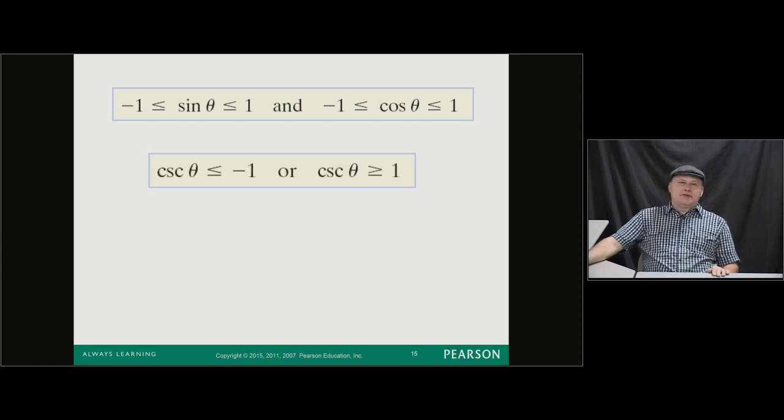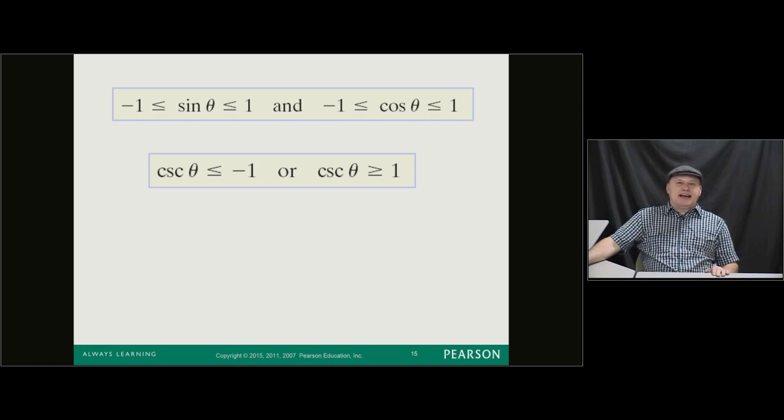Now, this one, you have to apply what we call the reciprocal property. The cosecant of theta is less than or equal to negative 1, and the cosecant of theta is greater than or equal to positive 1. This will be a lot clearer when we start showing you the graphs. But what I'm saying is, if you take the reciprocal of sine, when the numbers get close to 0 on both sides, they start going out to infinity.